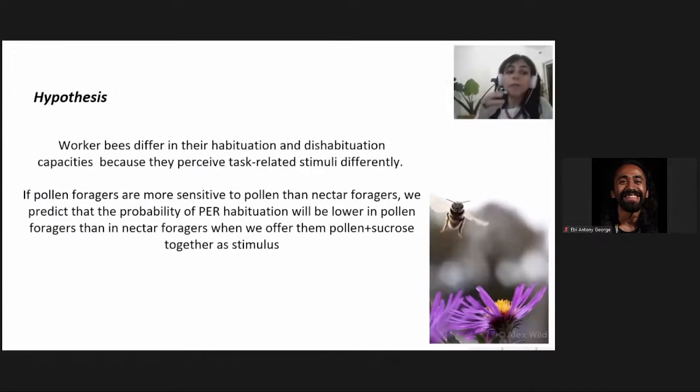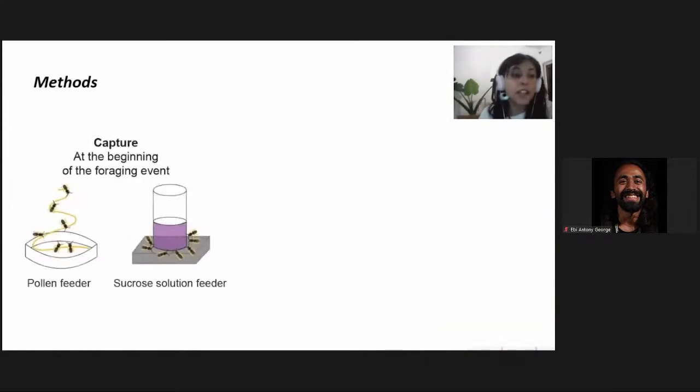If pollen foragers are more sensitive to pollen than nectar foragers, we predict that the probability of pair habituation will be lower in pollen foragers than in nectar foragers when we offer pollen plus sucrose together as a stimulus. For this, we trained bees to visit a foraging station and we captured pollen and nectar foragers at the beginning of their foraging trip from feeders with crushed pollen and 10% sucrose water solution.